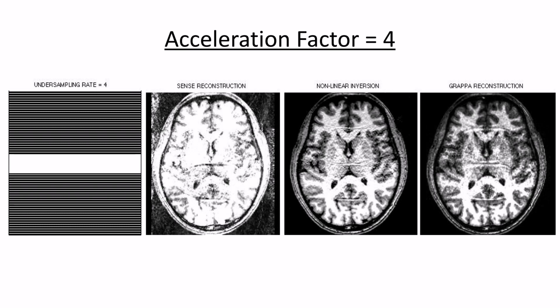Here, the acceleration factor is 4, and we can see how the image from nonlinear inversion has degraded due to aliasing in the central area. GRAPPA also undergoes aliasing and contains noise.